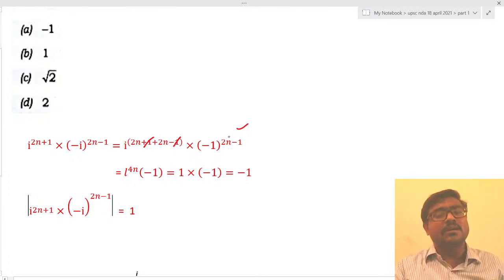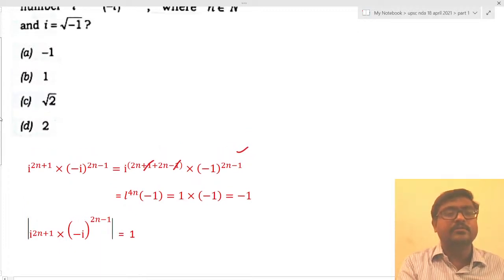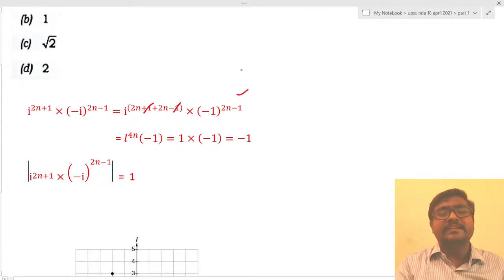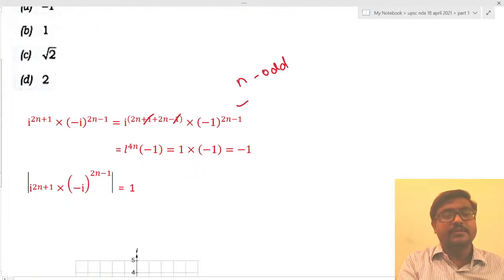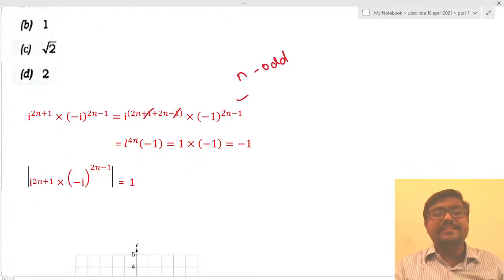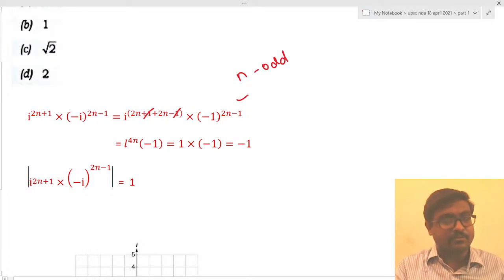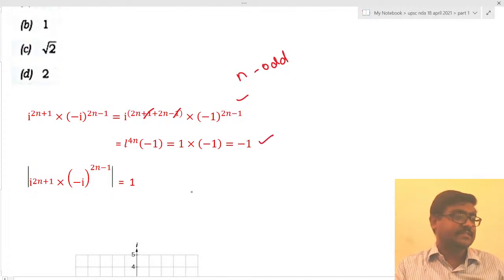See, n is odd or even. What will happen? Look into this. They have not told anything about n being odd or even; they have only given that n is a natural number. So we don't know if it is odd or even. When it is odd, what will happen? Twice an odd value will be an even value. Even number minus 1 becomes an odd number. So minus 1 power an odd number will give minus 1 as the answer. So this is one case.